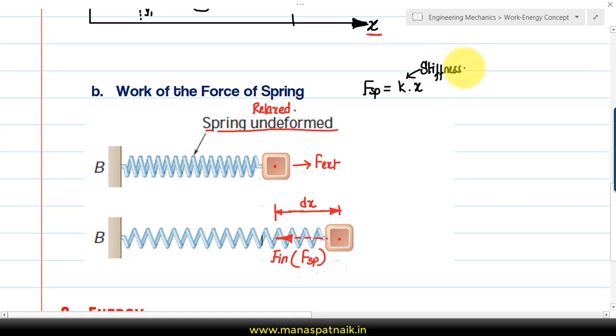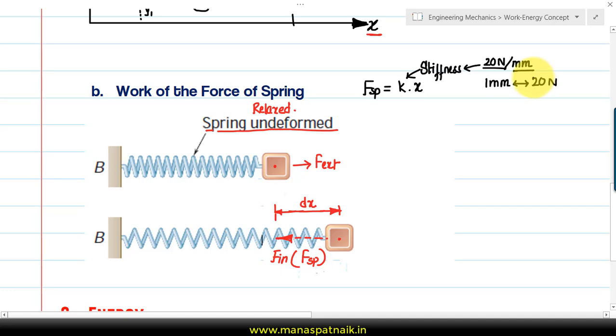For example, if I were to explain what spring stiffness is all about, let's say you go to a market and purchase a spring having a spring stiffness of, say, 20 Newton per millimeter. That essentially means that in order to deform the spring by an amount of 1 millimeter, either by compressing or by stretching, you need to apply a force of how much? That is 20 newtons.